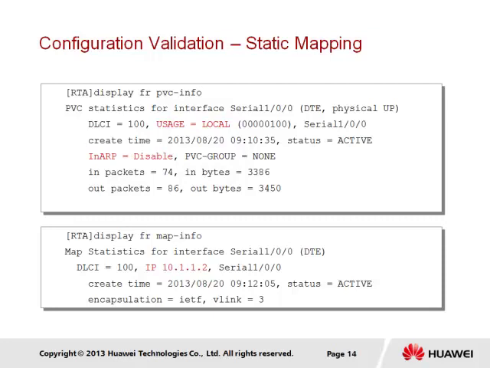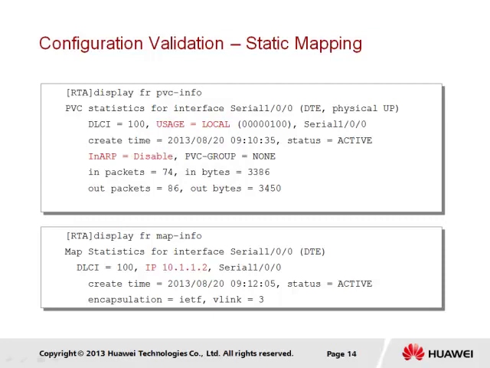As a result, we generally find that the DLCI is again recognized as 100. However, we now find that the usage is shown as local, which informs us that the virtual circuit has been learned locally as a result of the frame relay mapping configured. We also find that the inverse ARP is now disabled, effectively preventing dynamic mapping from being performed.